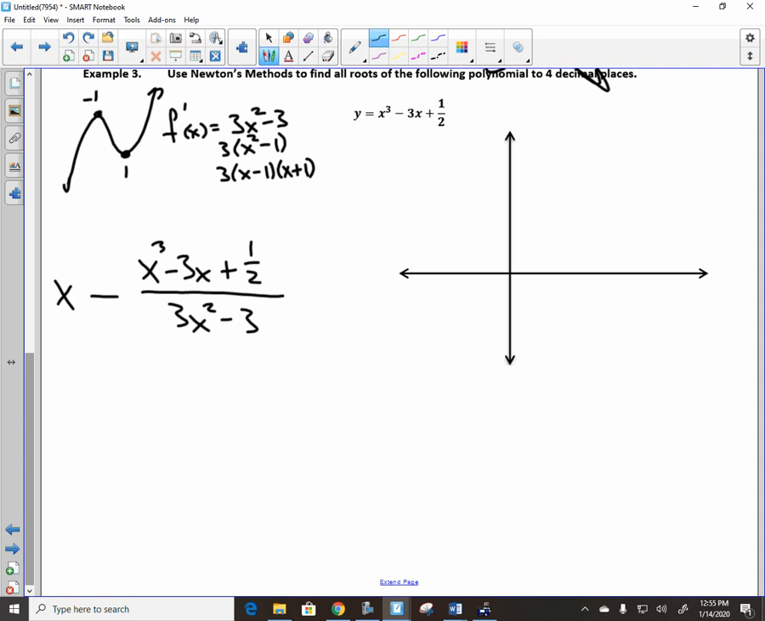Everybody agree? So I do not want to guess at negative 1 or positive 1. I want to guess to the sides of those, okay? And hopefully we can find all 3 solutions to this polynomial. Go to your calculator.